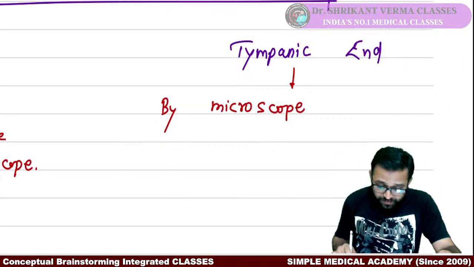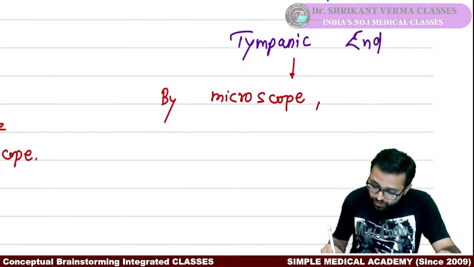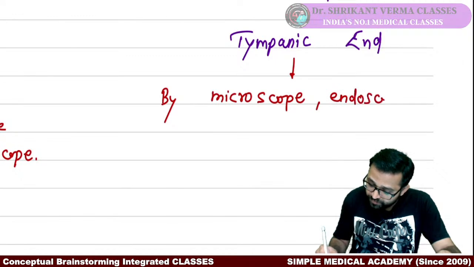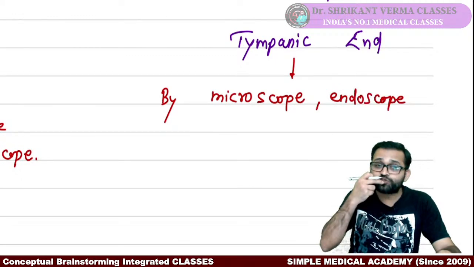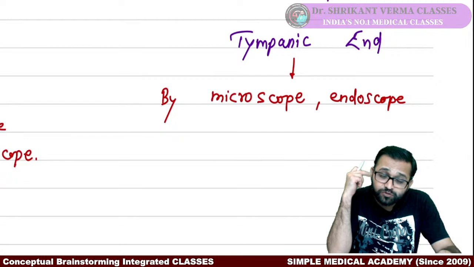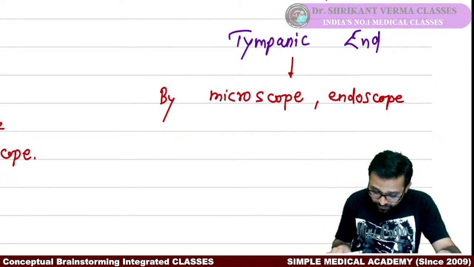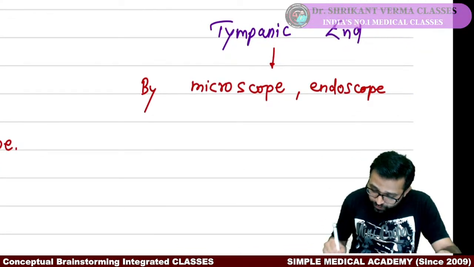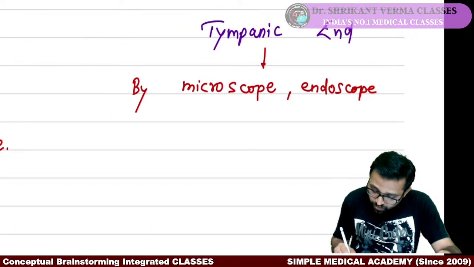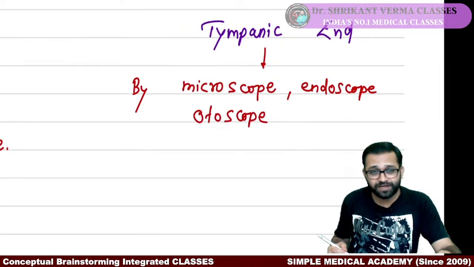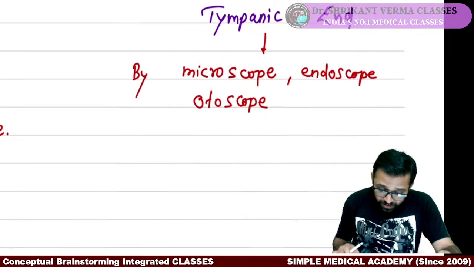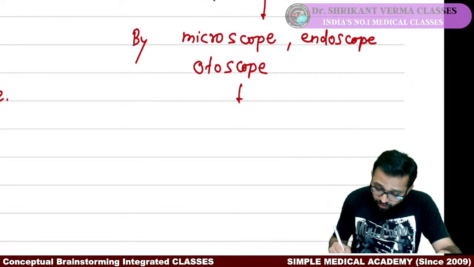Now we are looking at the tympanic end portion, so try to understand the tympanic end by microscope. Yes, also with the help of the endoscope, auditory tube visualization with the microscope or endoscope through the ear. Okay, also you will use the otoscope. Correct sir?